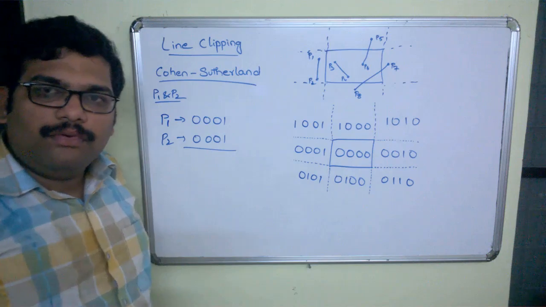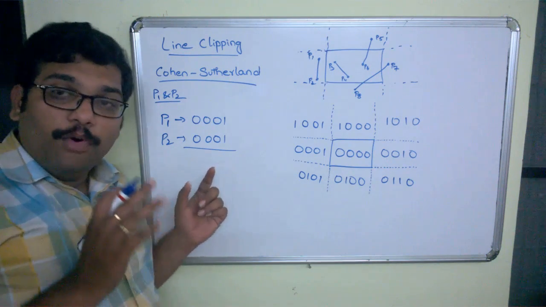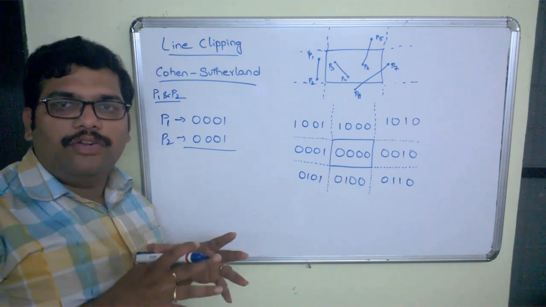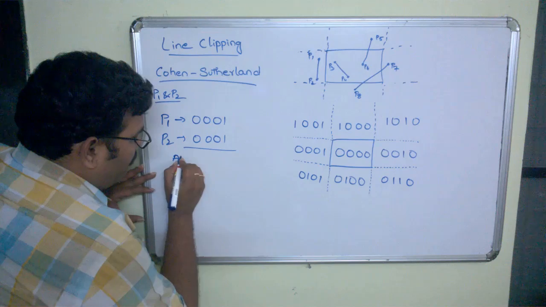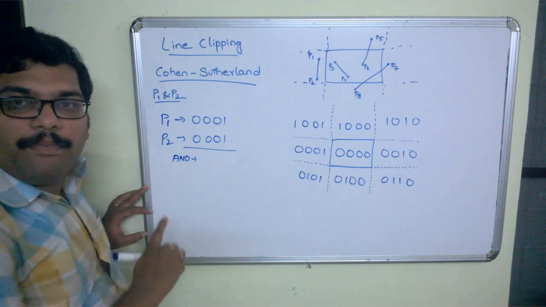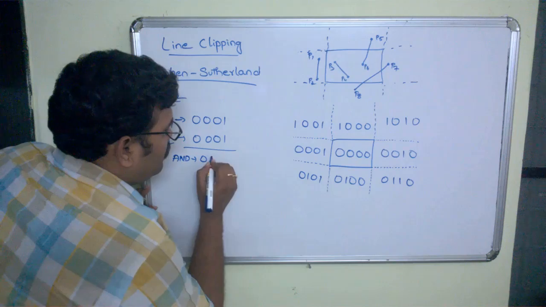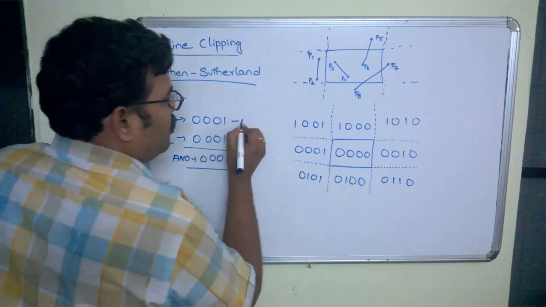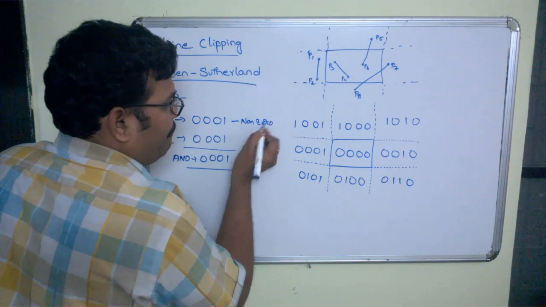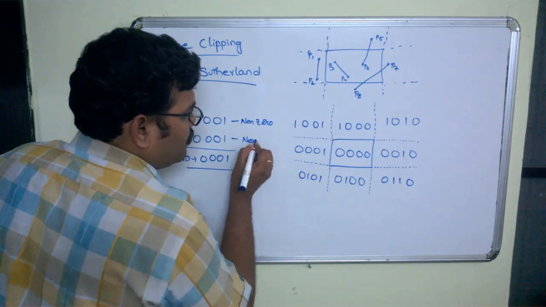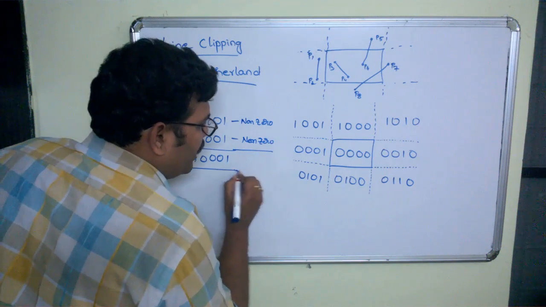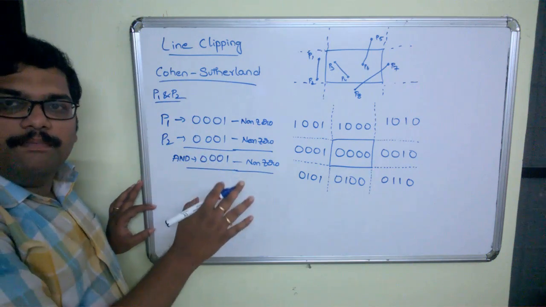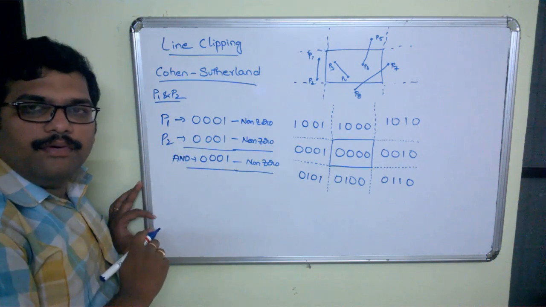So we have to observe that if both the end points of a line are non-zeros, apply the AND operation, so that we will get a non-zero. So this is a non-zero and this is a non-zero, and if you get the result also a non-zero, that implies the line is completely outside the window.